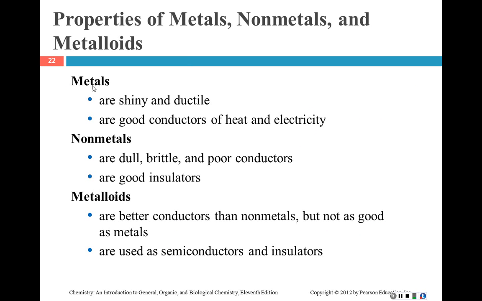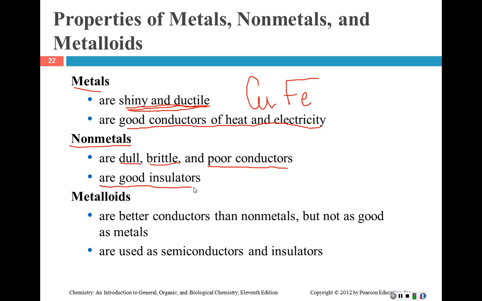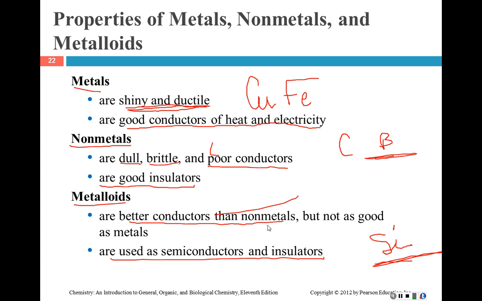So, characteristics or properties of these different types of elements. Metals are shiny and ductile. What does ductile mean? It means they bend. They are good conductors of heat and electricity. So what do we think of? Maybe copper or iron as a metal. Nonmetals are dull, brittle, and poor conductors, but they are good insulators. These are like carbon, boron, which is kind of a metalloid, but it still has some of these properties. The metalloids are better conductors than nonmetals, but they're not the greatest of conductors, but they are good. Silicon is used in semiconductors, and you also can use some of these metalloids in insulators.